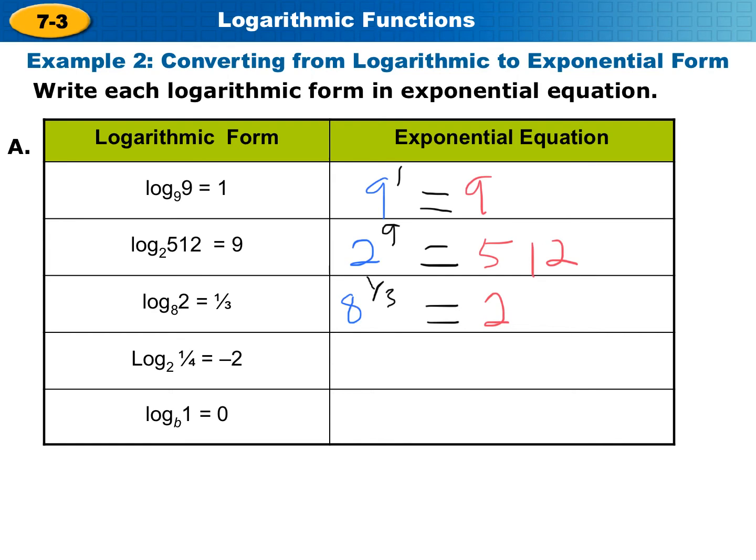Log base 2. The exponent is -2. 2 raised to the -2nd power means we're dividing 2 times, and that's going to be 1/4. The last one, log base b. The exponent is 0, and anything raised to the 0 power is 1.